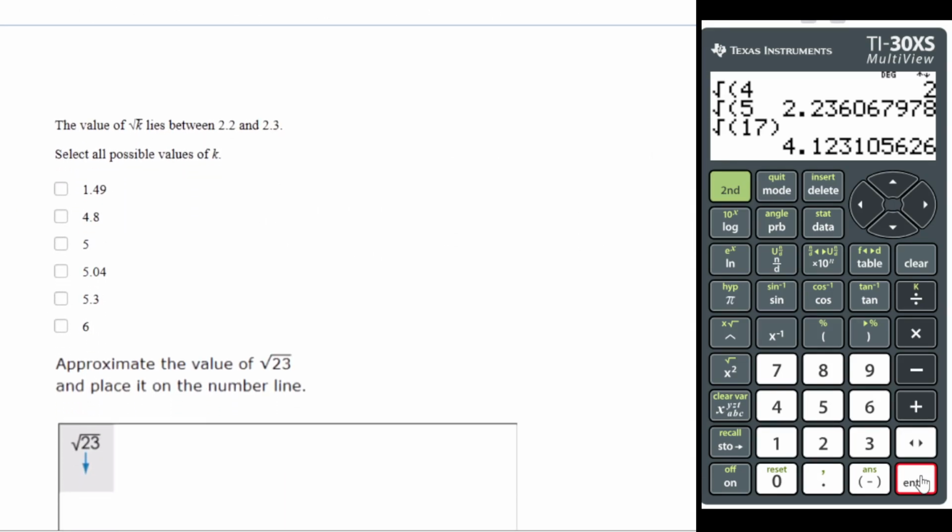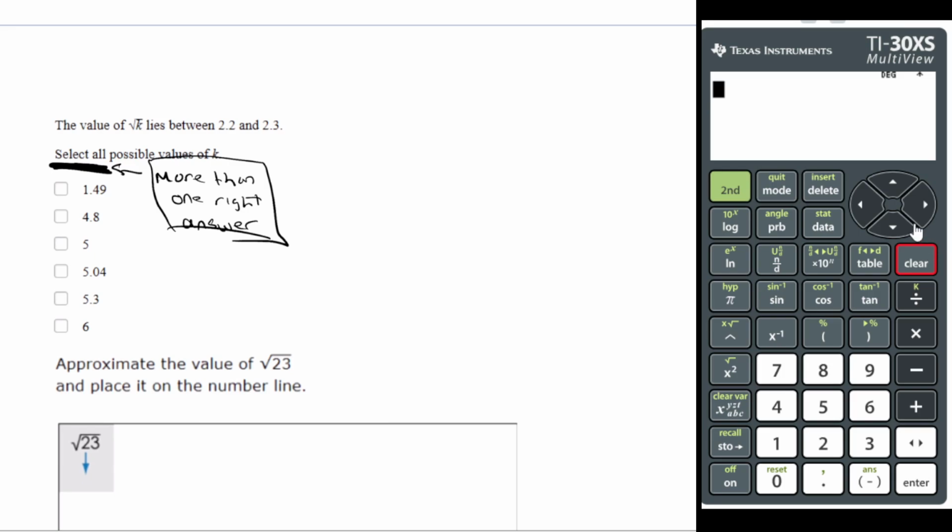All right. The value of the square root of k lies between 2.2 and 2.3. Select all possible values of k. Select all. More than one right answer. You will get the occasional time where you don't have more than one right answer, but that is rare. If you see select all and you see check boxes, you are going to select more than one answer.